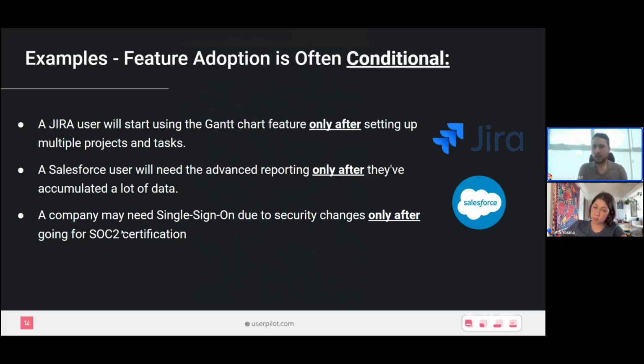Say that company X now wants to become SOC 2 compliant for more security. Part of the change is that now they only need to use single sign-on, SSO, for all of their users. So this is an external factor where the company would say to all of their employees, you need to use SSO. That is a motivation for a user to say, okay, I'm going to activate my SSO sign-in.